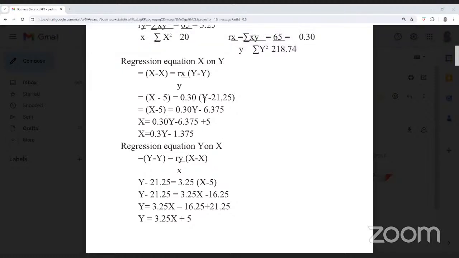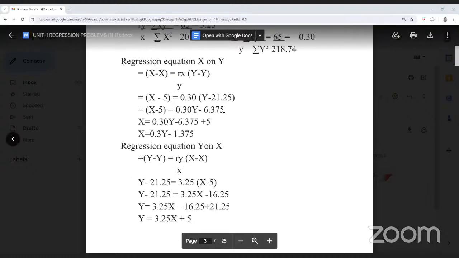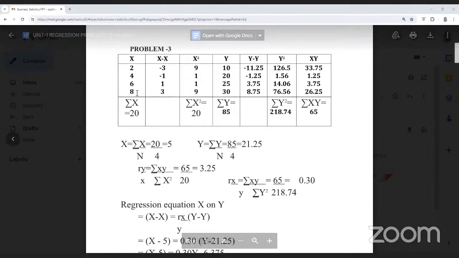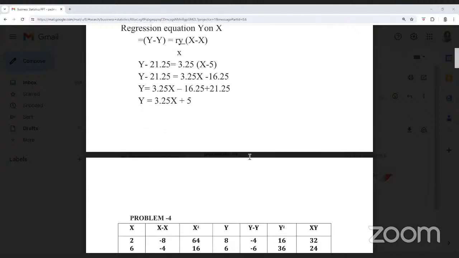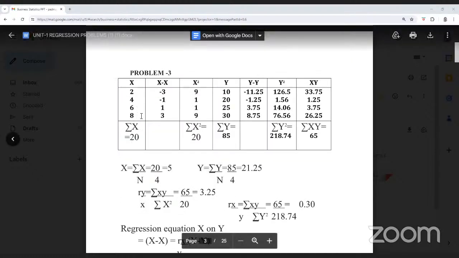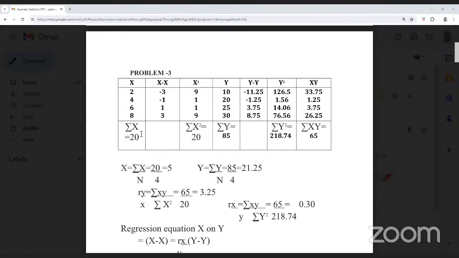Yes, everyone has understood. Yes, ma'am. So here we have the numbers 2, 4, 6, 8. Here also they ask the two regression equations. One is x on y, the other one is y on x. Here what is the total of x value? That is 20.